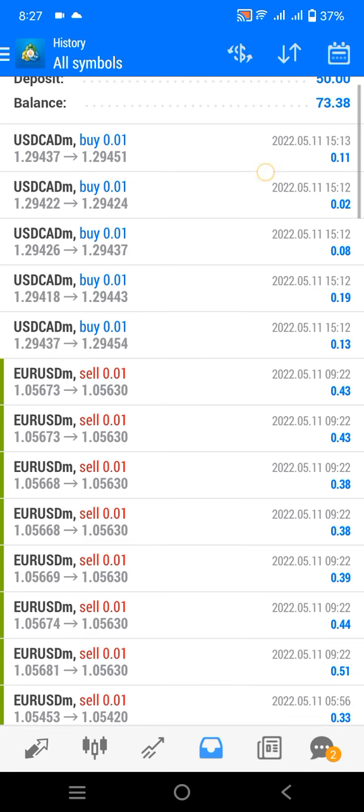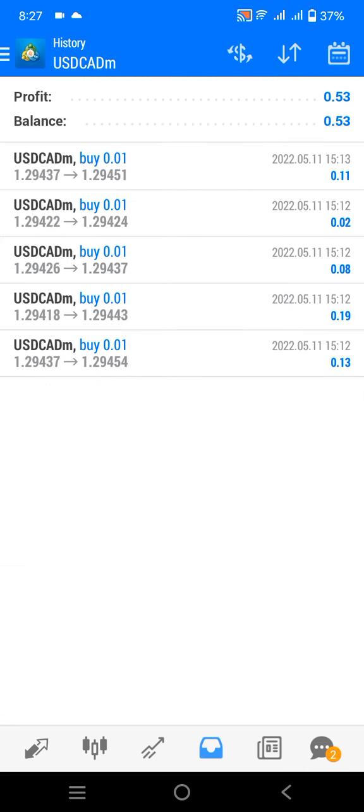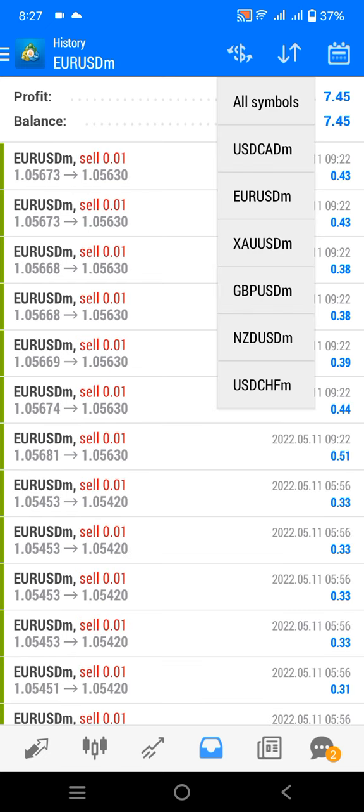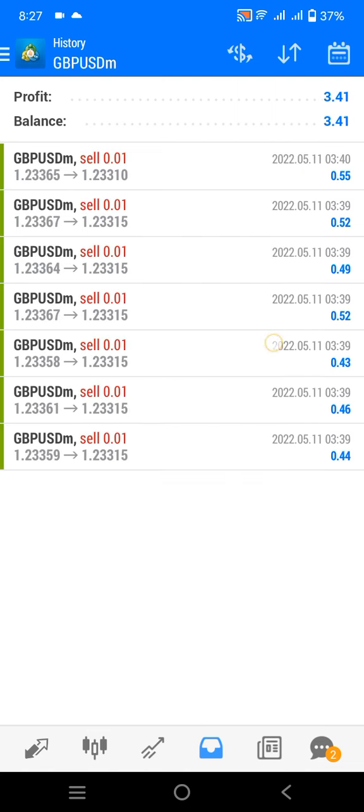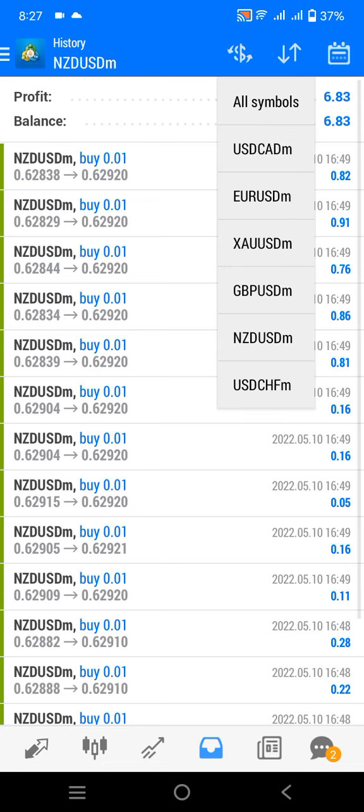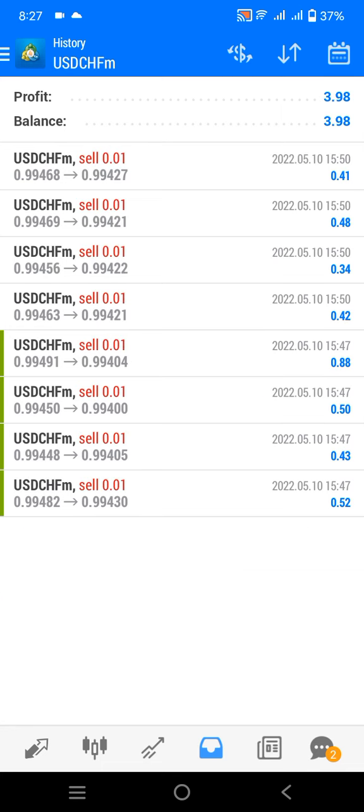Look at it with 0.01. They did the all-symbol strategy: USD CAD 53 cents. Here USD, here is $7 profit, with XAU USD $1 profit, and GBP USD $3 profit, and NZD USD here is $6 profit. USD CHF here is $3, maximum $4 profit.